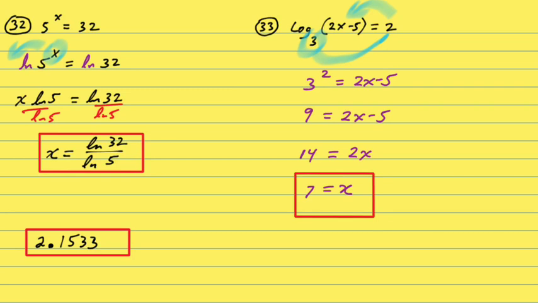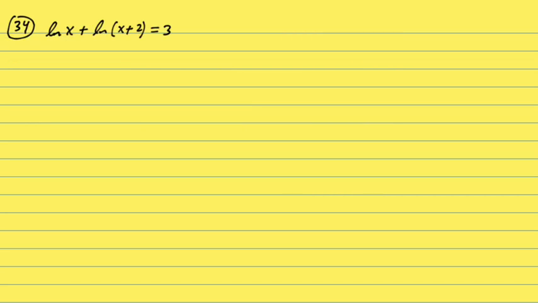Now just check. On logs, you've got to check. You can't take logs of zeros or negatives. If I put in a 7, that's 14 minus 5. That's not the log of a negative, is it? So I know this one works. Okay, the final one, again, we have 2 logs added. So that becomes the log of the product. So it's x times x plus 2.